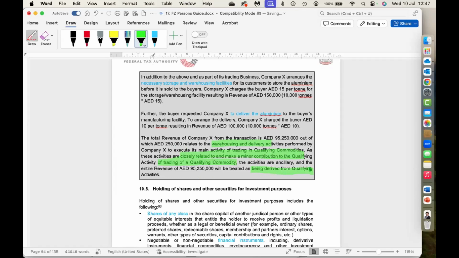So what we are trying to highlight is that if you are providing warehousing and transportation, these are ancillary activities related to the main activity of buying and selling of goods. Then this activity will be considered qualifying activity as well, and the whole revenue will be considered qualifying revenue.